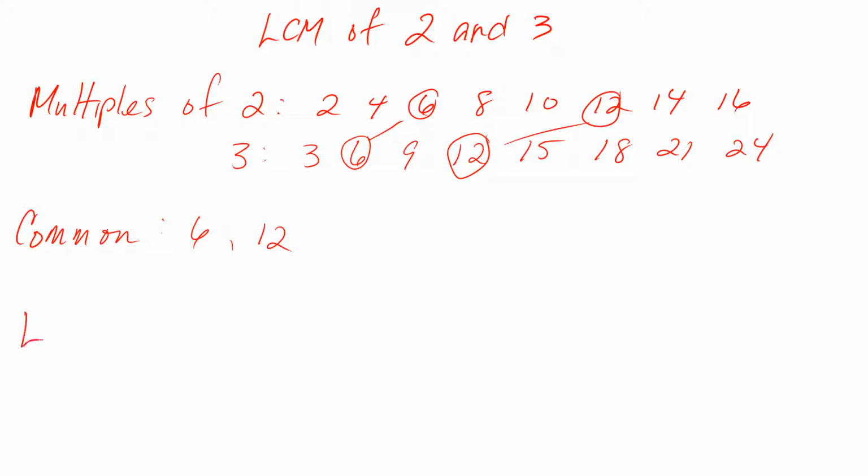And now remember, the last part of this whole thing is the least. Of all the common multiples, I want to know which one is the least. In this case, obviously it's 6. So the least common multiple of 2 and 3 is 6. All right, let's do another example. This time I'm trying to find the LCM of 3 and 4.